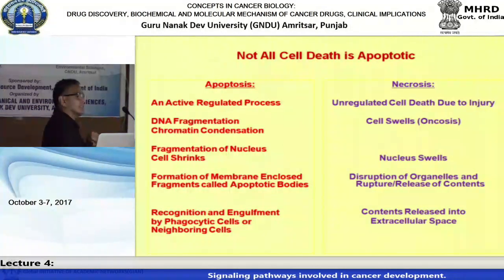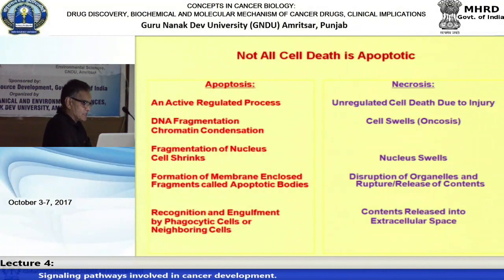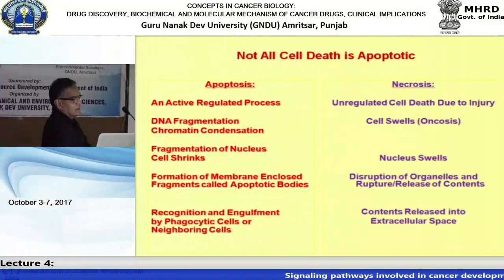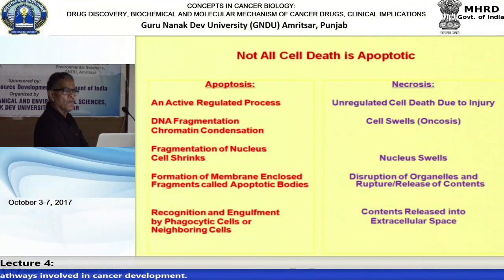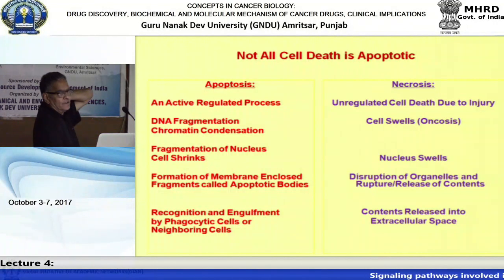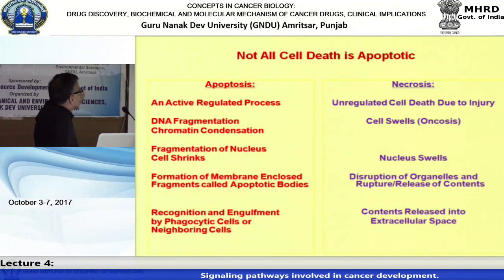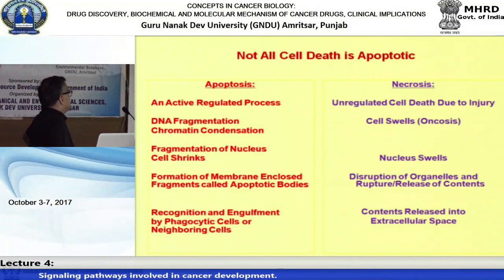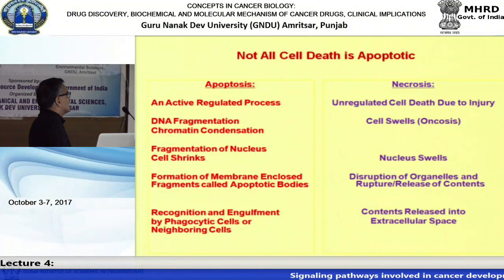You can also see, and I'll show you some pictures of apoptosis. If you stain the cells with acridine orange and then look at the cells under the scope, you will see different colors. The apoptotic cells will show a different color as compared to the dying cell. Then you have the apoptotic bodies. I'll talk a little bit about apoptotic bodies, but not much, because you have the cleavage occurring here.